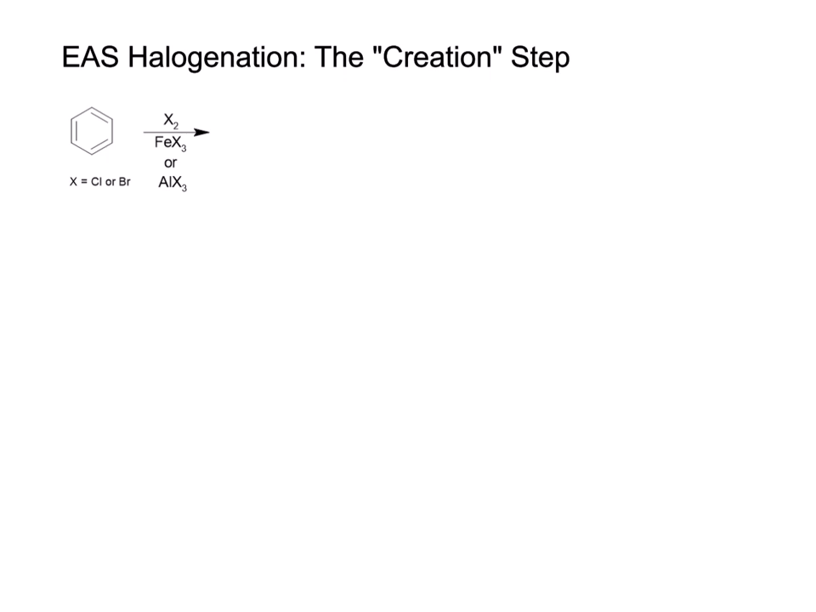The creation step in halogenation is a little bit different, so in order to explore this more thoroughly, let's draw out Cl2, and we can either use FeCl3 with this or AlCl3. So I'm going to draw FeCl3. If we look at FeCl3, we should notice that it is electron deficient because it only has 3 bonds and therefore not a complete octet. In addition, we have 3 very electronegative chlorines bonded to a metal, which means that that metal is going to be positive as we would expect.